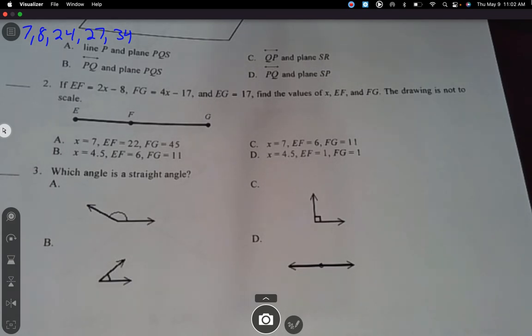So obtuse, acute, right? This is obtuse. This is a cute little acute angle. And then this is a right angle. You need to know that for building and stuff. Okay, and we said D is straight. All right, let's keep going. Number 4.